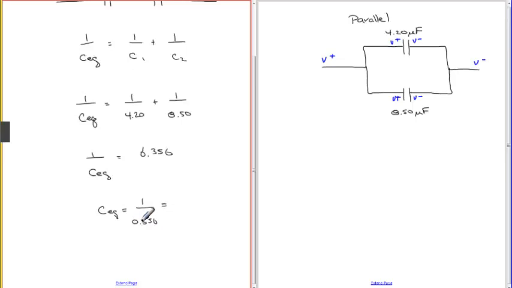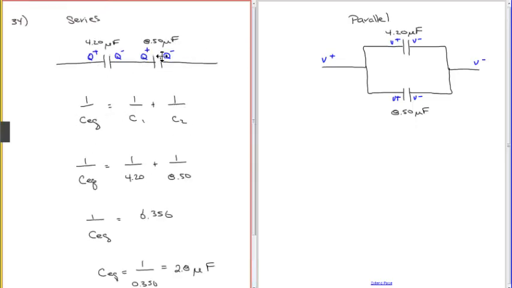and therefore the equivalent capacitance is going to be equal to 1 over 0.356, and we get 2.8 microfarads. Every time you have two capacitors in series, the equivalent capacitance is always less than either one of the original capacitances. And so we get 2.8 microfarads, which is less than 4.2 and also less than 8.5.